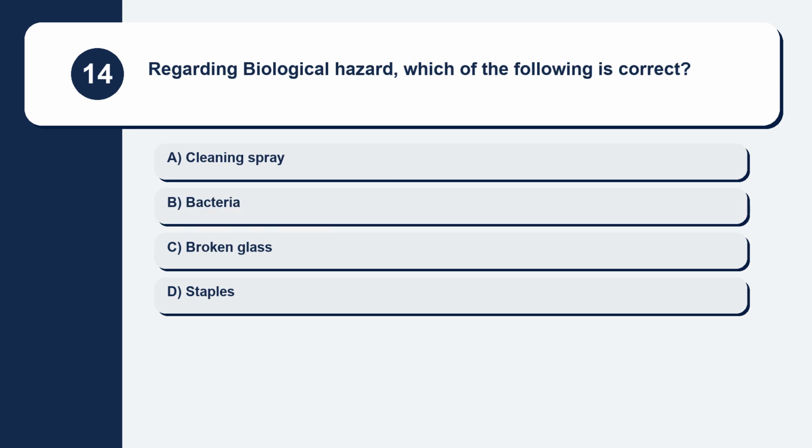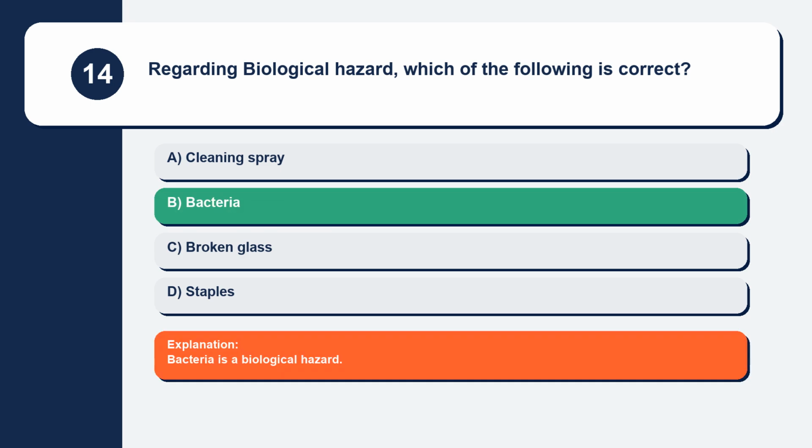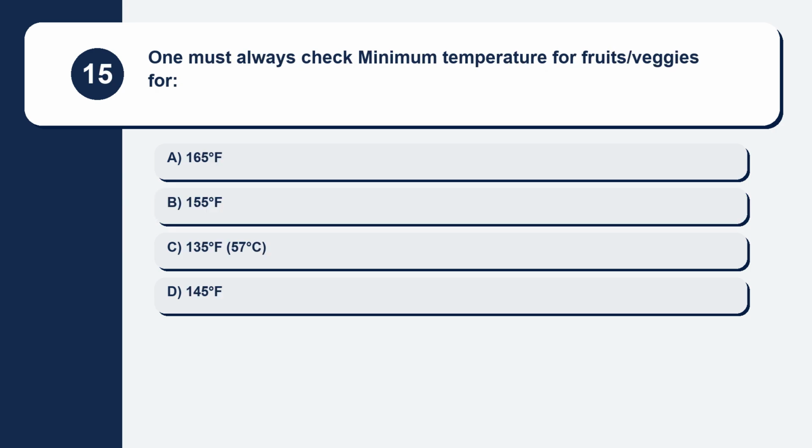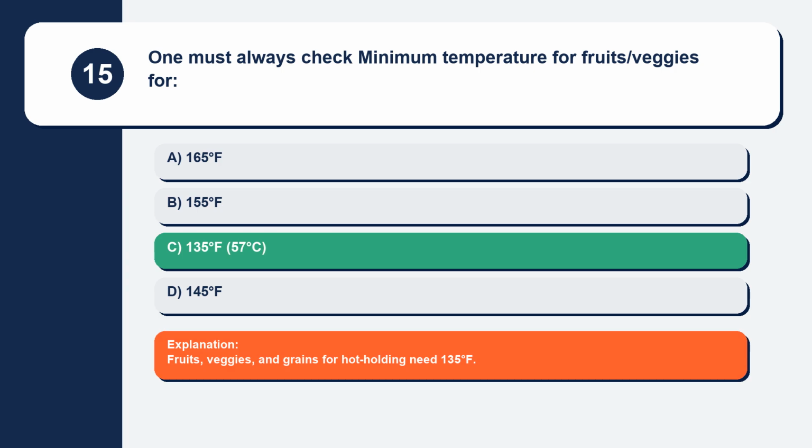Question 14. Regarding biological hazard, which of the following is correct? Cleaning spray, bacteria, broken glass, staples. Bacteria is a biological hazard. Question 15. One must always check minimum temperature for fruits and veggies for hot holding: 165 degrees Fahrenheit, 155 degrees Fahrenheit, 135 degrees Fahrenheit, 57 degrees Celsius, 145 degrees Fahrenheit. Fruits, veggies, and grains for hot holding need 135 degrees Fahrenheit.